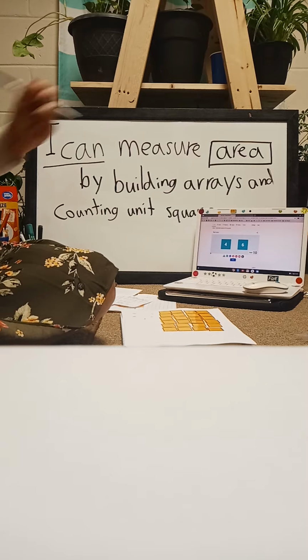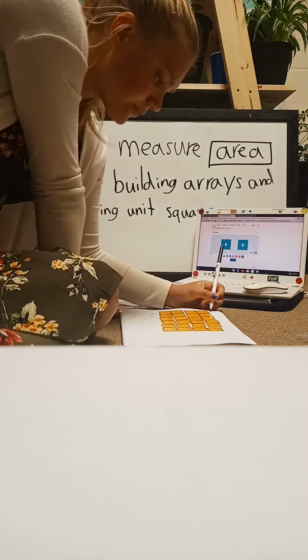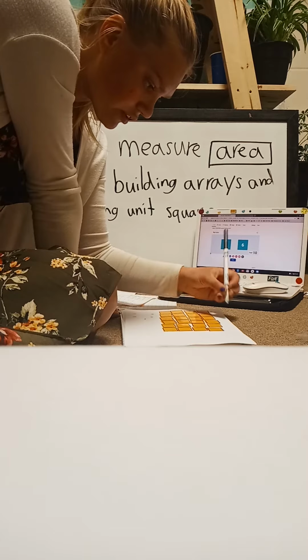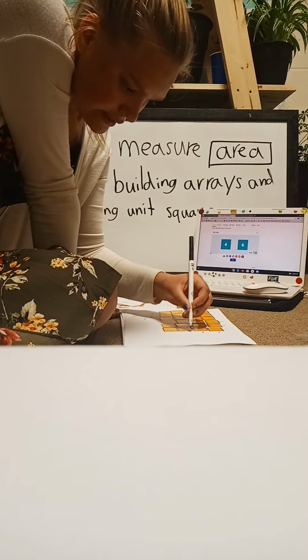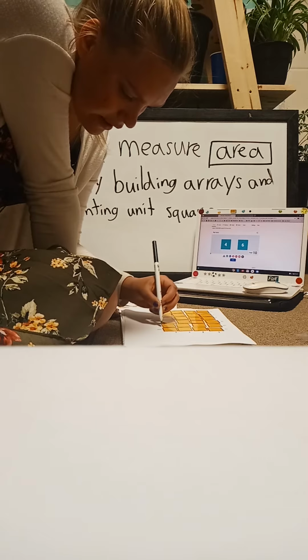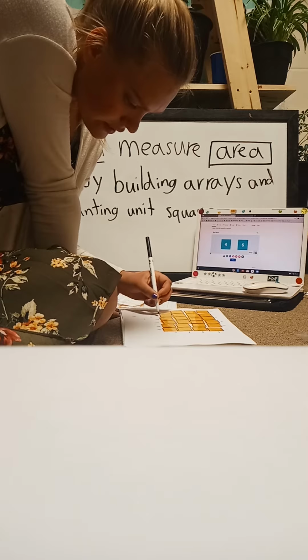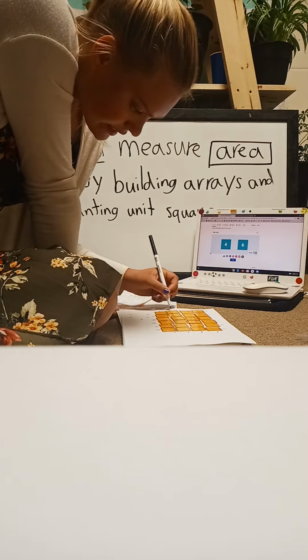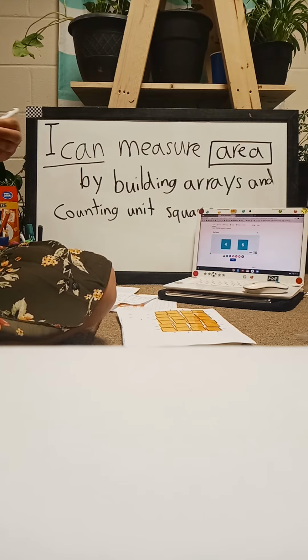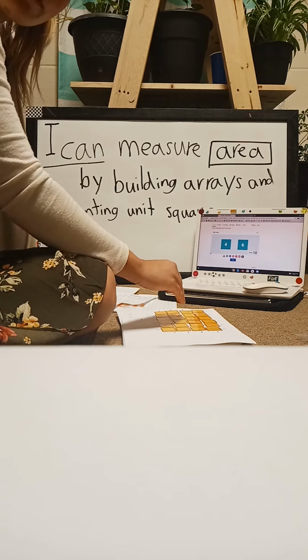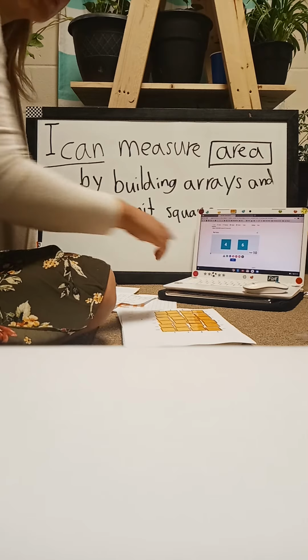And real quick, just to practice, I want to find our perimeter. It's 1, 2, 3, 4, 5, 6, 7, 8, 9, 10, 11, 12, 13, 14, 15, 16, 17, 18, 19, 20. So our area, the stuff inside, was 24 and the outside was 20.